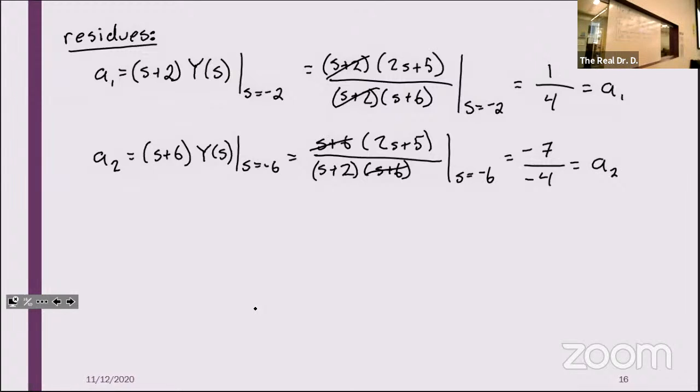Then you make a judgment on what it's supposed to look like. The reason I like to do it the way that I do it is because you end up with a function that is very clearly and easily able to go back into the Laplace transform table to pull out my inverse. Okay.